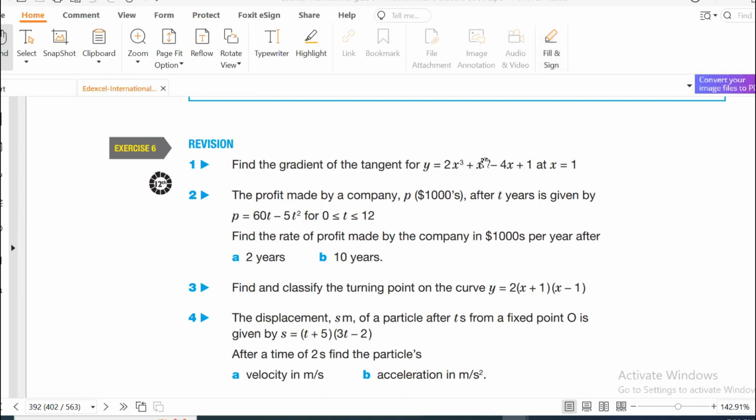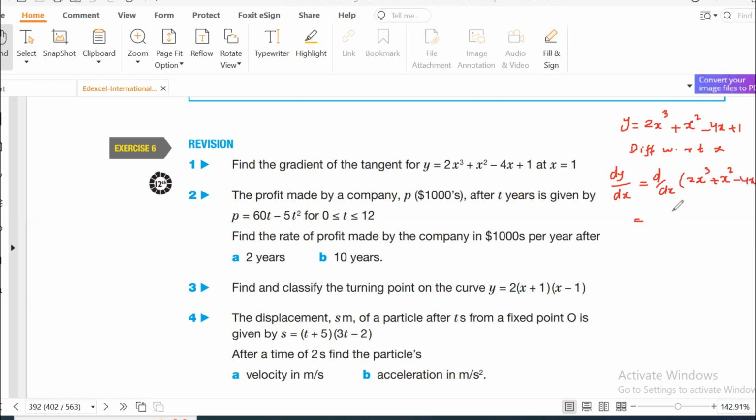Find the gradient of the tangent for y = 2x cubed plus x squared minus 4x plus 1 at x = 1. So we have to differentiate first. y = 2x cubed plus x squared minus 4x plus 1. First of all, we will differentiate with respect to x, so it is dy over dx equals d over dx of 2x cubed plus x squared minus 4x plus 1.